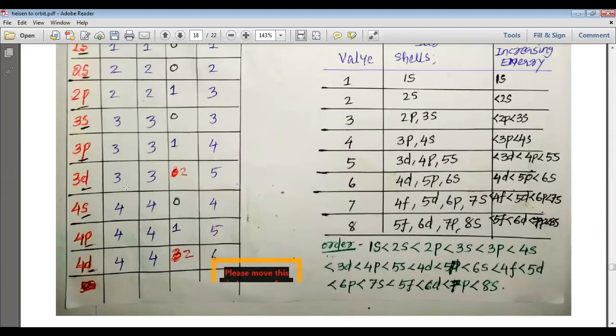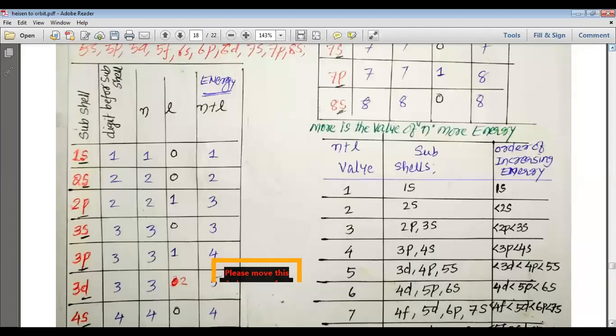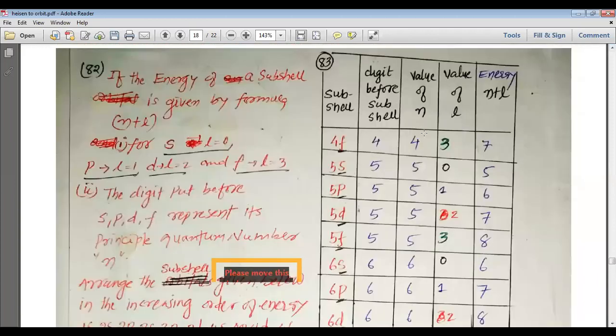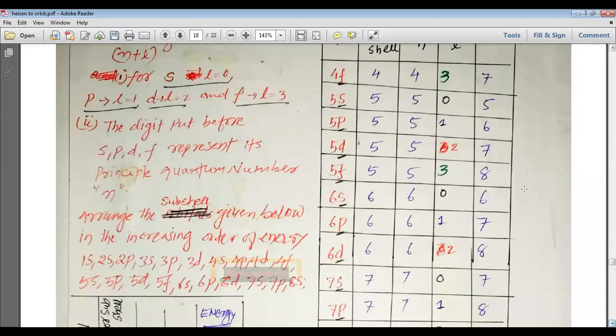So we have been calculating, see, for 3d we have 3 plus 2 is equal to 5. For 4s we have 4 plus 0 is equal to 4. For 4p we have 4 plus 1 is equal to 5. For 4d we have 4 plus 2 is equal to 6. Same way we can understand for all. For 4f we have 4 plus 3 is equal to 7. For 5s we have 5 plus 0 is equal to 5. For 5p we have 5 plus 1 is equal to 6. For 5d we have 5 plus 2 is equal to 7.